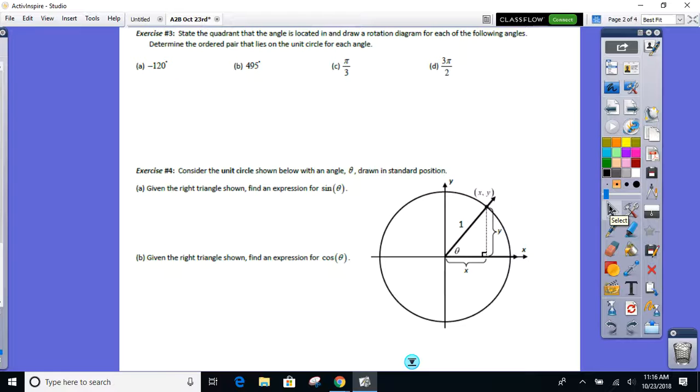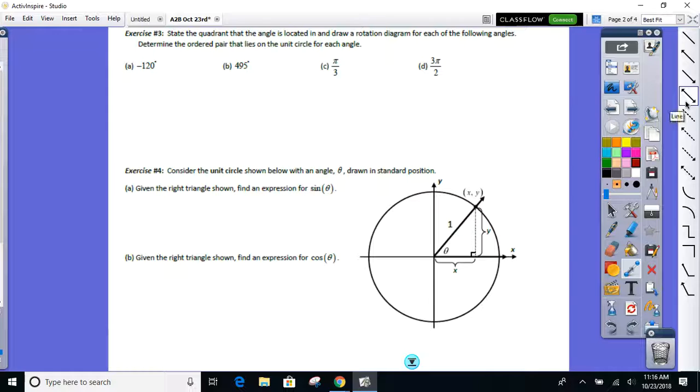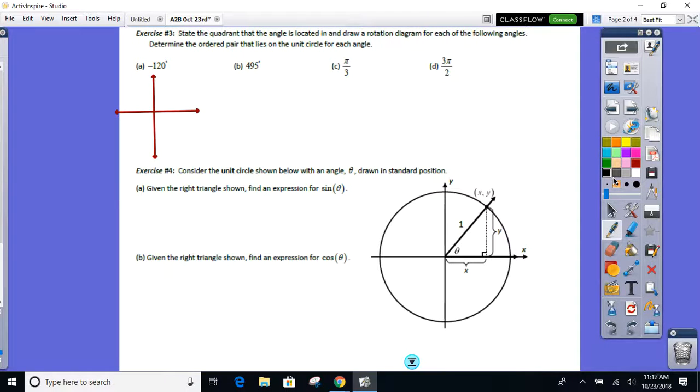This is: state the quadrant the angle's located in, and then where would it be on the unit circle? Perfect. Here we go. 120. Draw your rotation diagram. This is review, nothing new. What quadrant should I be in for negative 120? Go in the opposite direction. Quadrant 3. Yes, quadrant 3. So let's draw that rotation diagram in quadrant 3. Make sure you have an arrow going clockwise.